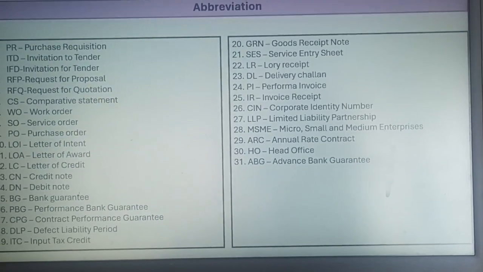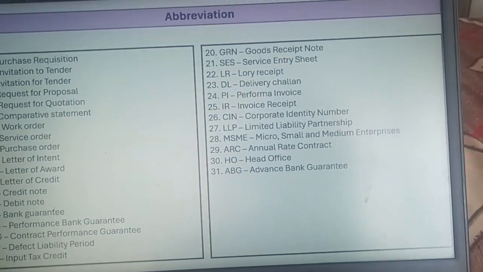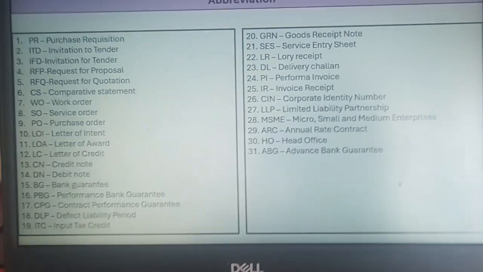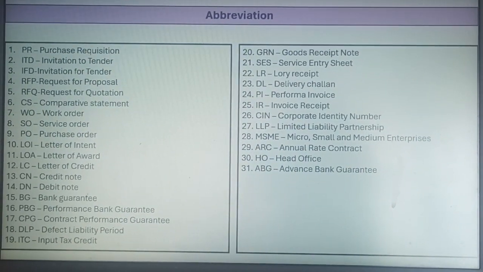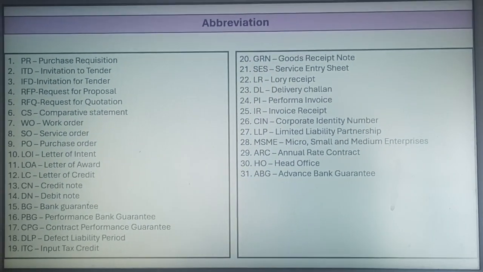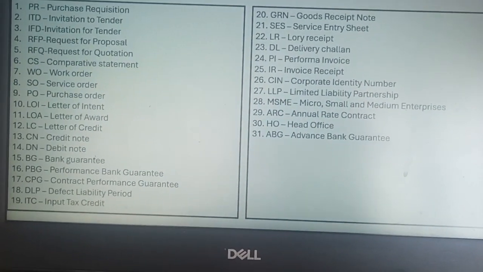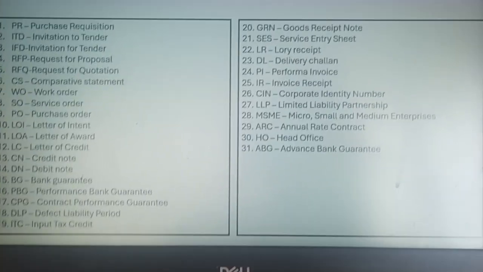ABG, Advance Bank Guarantee. It is also a type of bank guarantee which we get from the contractor in advance, before placement of the order or award. It is also part of our terms of security, which we take from the contractor as a security.